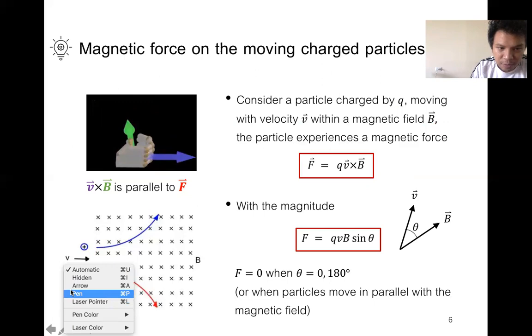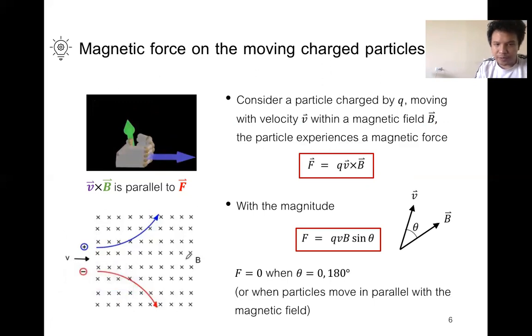For example, in the picture here, I will try to demonstrate. We can see that the particle is moving to your right hand side. The magnetic field is pointing toward the screen.